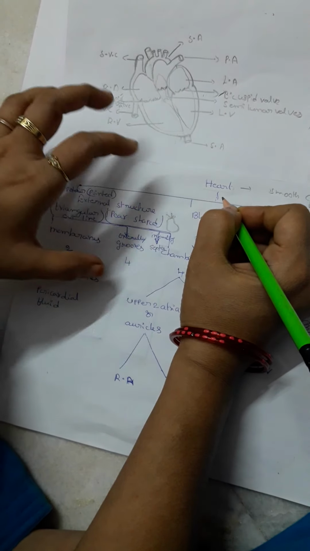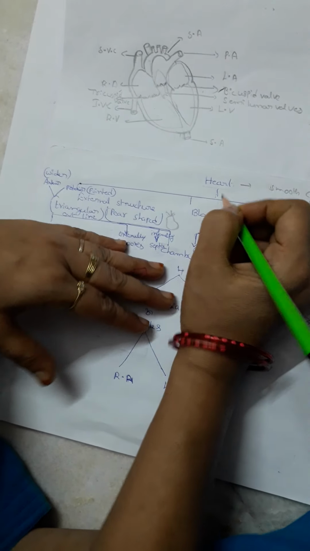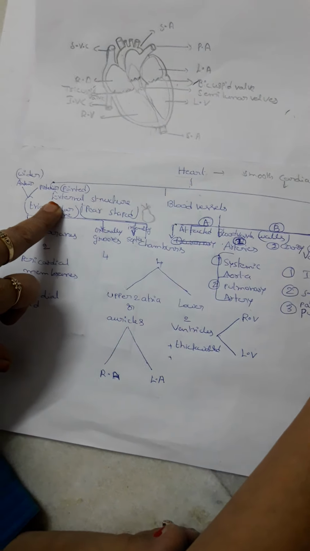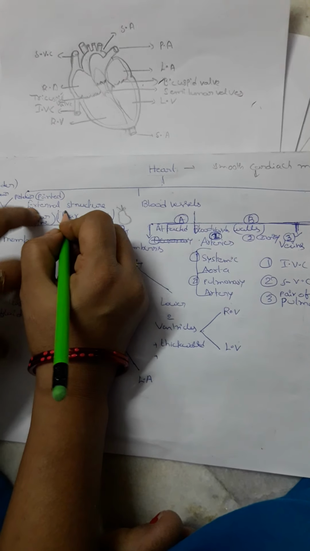So when you come to the structure of the heart, it mainly contains, I explained here in the form of a flow chart, and you come to know about the structure of the heart.